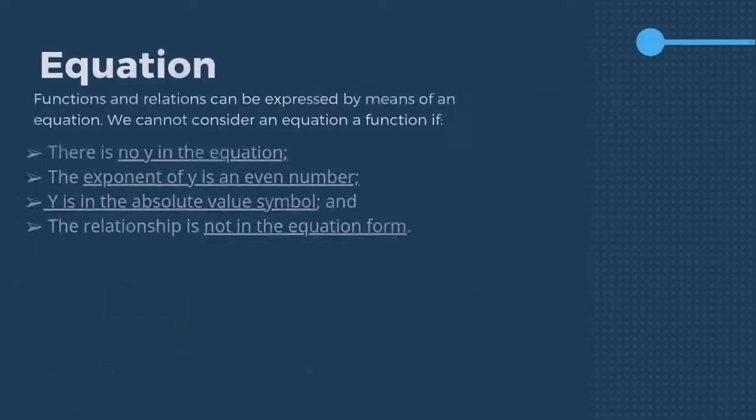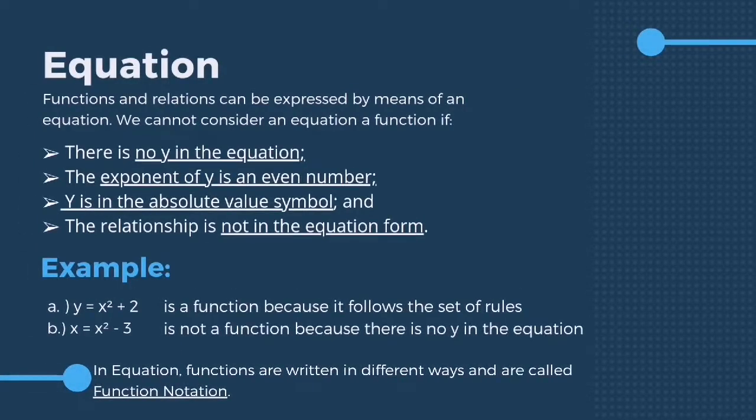And finally, we have equation. Functions and relations can be expressed by means of an equation. We cannot consider an equation a function if there is no y in the equation, the exponent of y is an even number, y is in the absolute value symbol, or the relationship is not in the equation form.